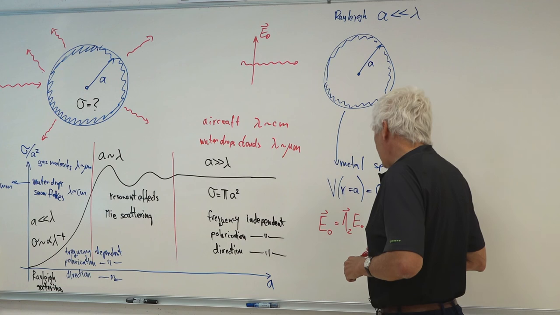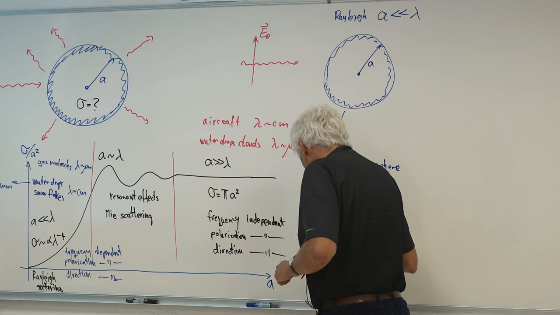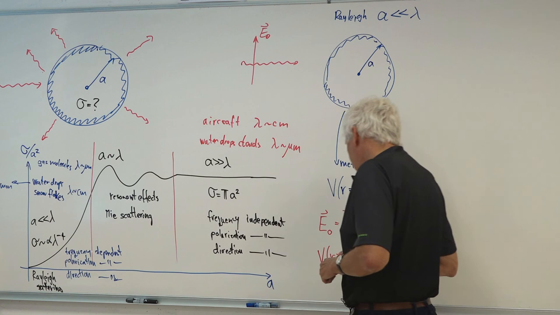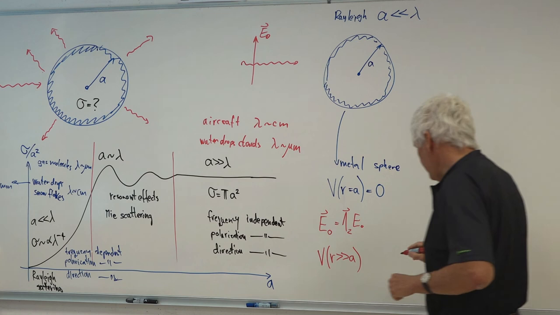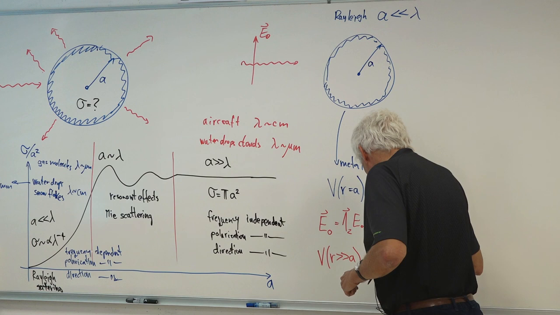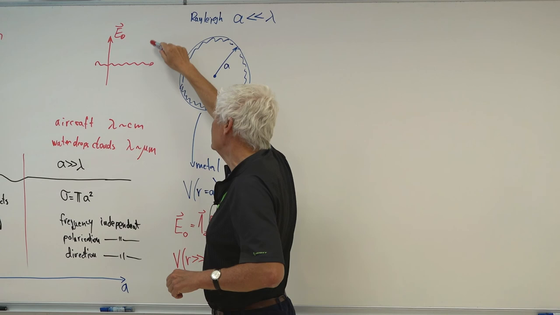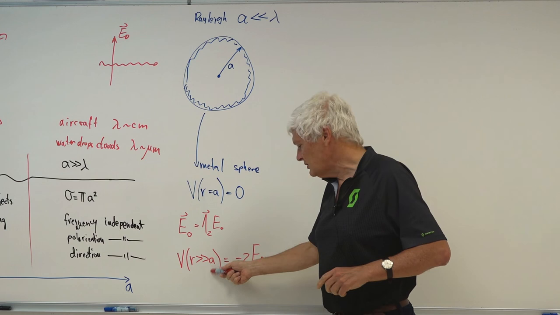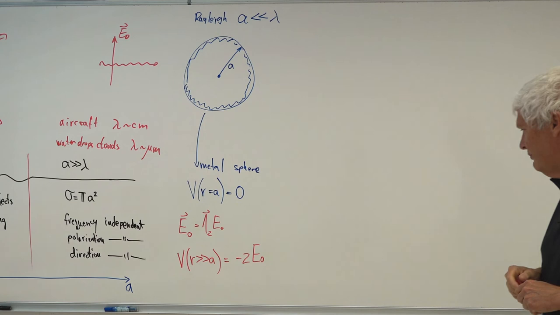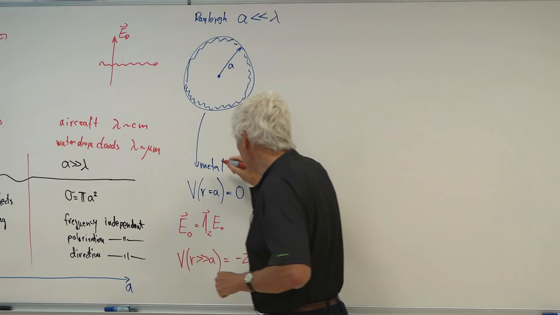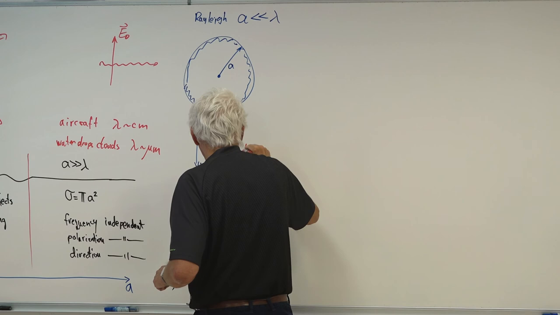And we can also say that the potential at large distances from the sphere, r much larger than a, is simply minus z times E0. The potential decays linearly with the distance if we have a homogeneous field E0. At large distances from our scatterer, the field is undisturbed, so we can safely assume that. All of this is working with electrostatics. We have an electrostatic problem.